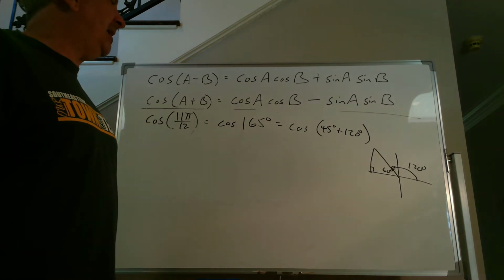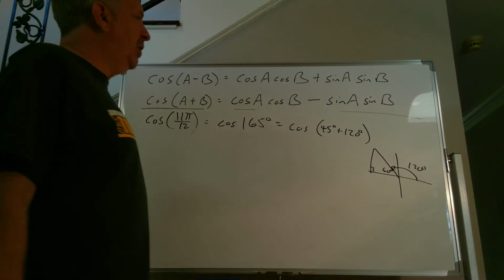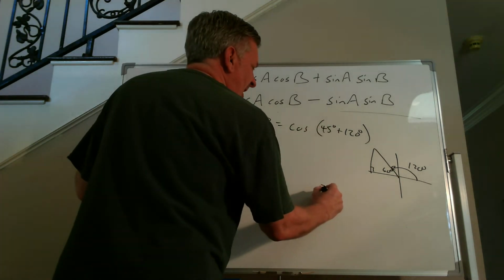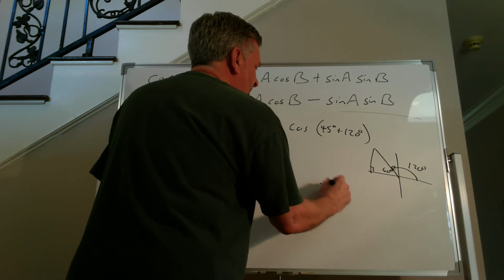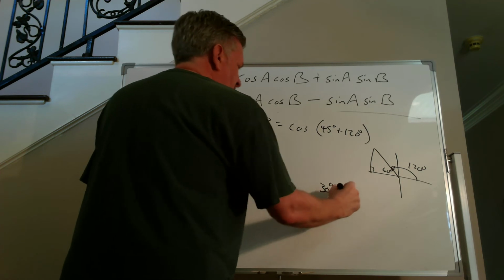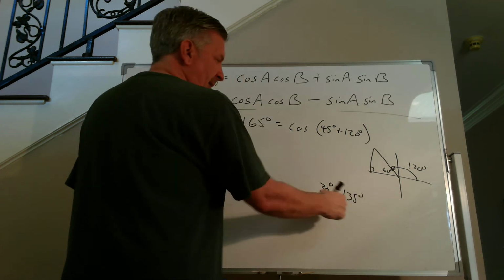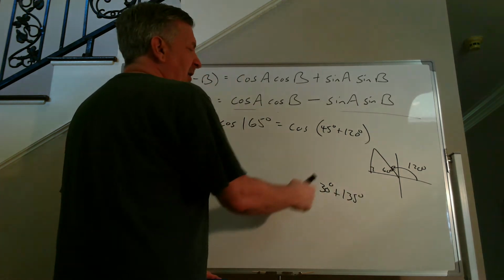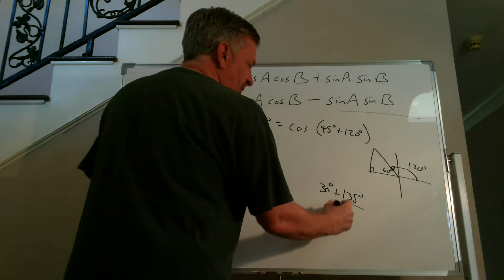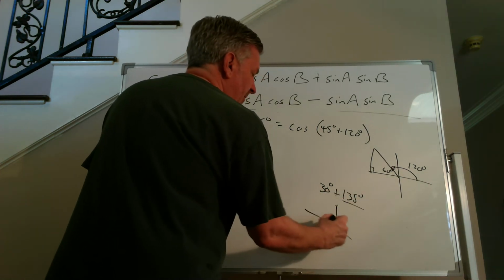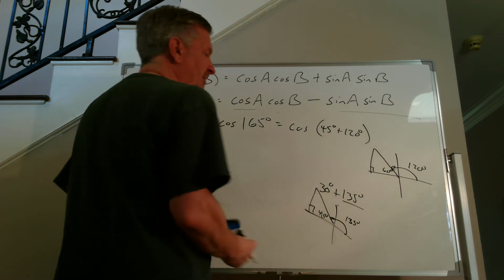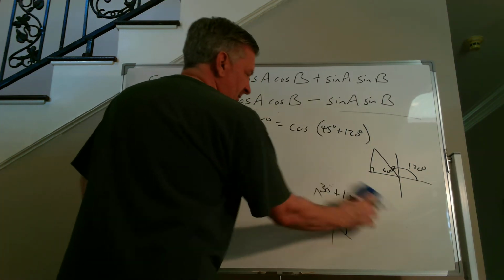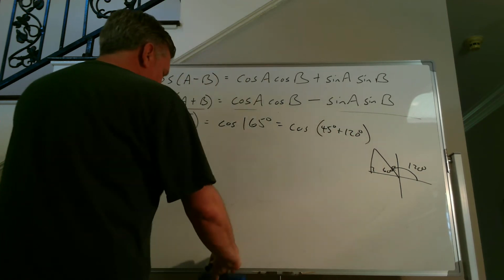Now, is that the only possibility? No. What if instead of 45, I had used 30? If I had used 30 here, I could have used 135 degrees. That would be 165. 30 I know I can do. Could I do 135? Well, there's 135. What's the reference angle? It's 45, yes. So there's more than one way to break these out. Okay, so I'm going to stick with what I chose there.